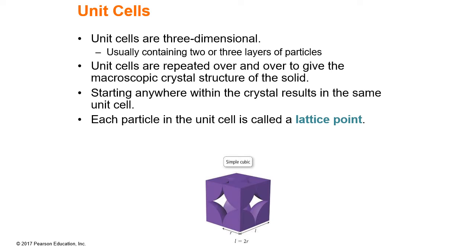So in the example that's shown here, we have the center of each atom in the corner of our unit cell, and this is what's referred to as a simple cubic. So 1/8 of each atom is represented in the corner of our unit cell.